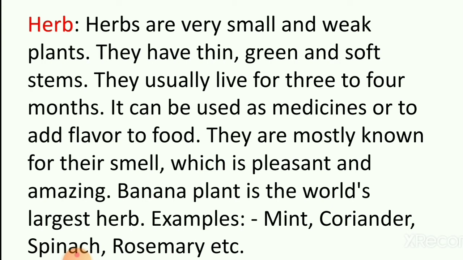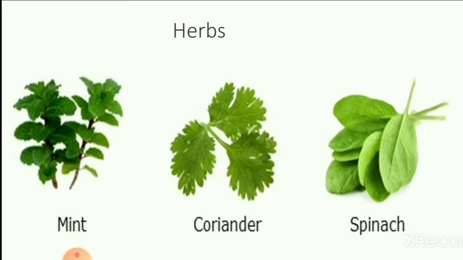From this, some are used to add flavors to your food, and some are used to make dishes, and some are used as medicines. Okay, so here you can see that the mint plant is there. So this is mint, this is coriander, and this is spinach. Yes, these two are used to add flavors to your food. Then this is used to make a healthy dish. So these three are very healthy for us. We can eat them and they are green in color, and this all will make your food very nice in taste.